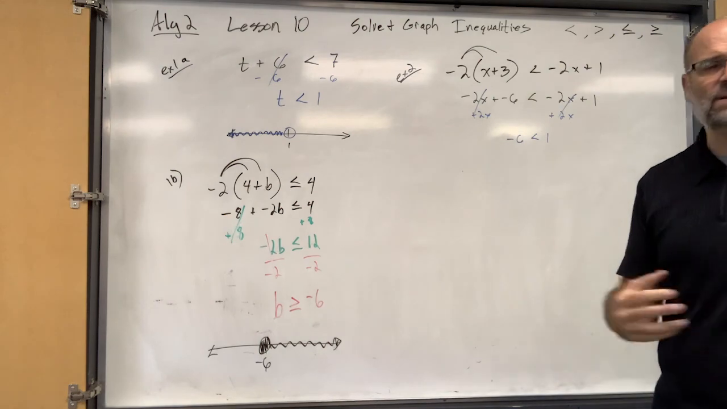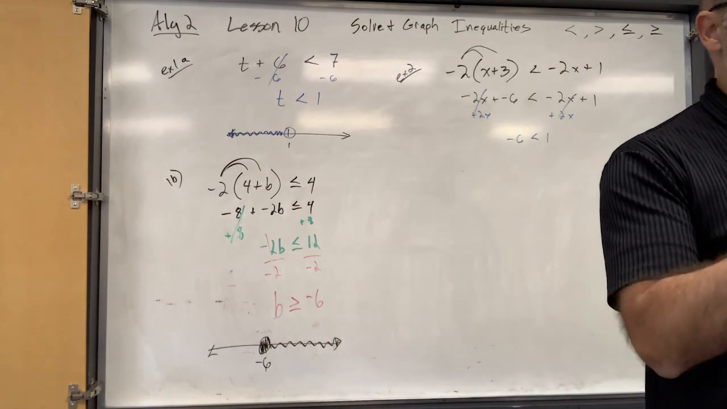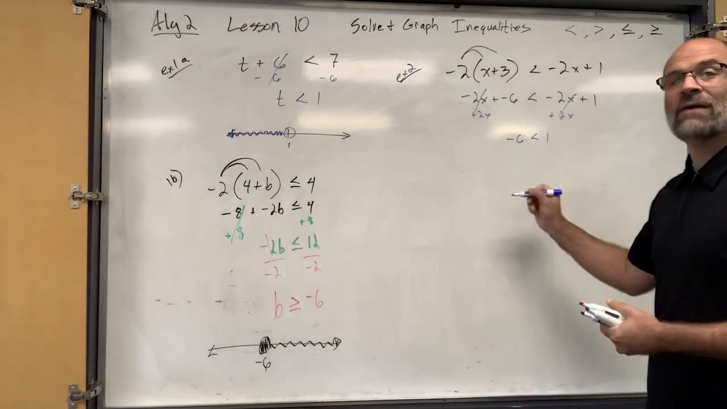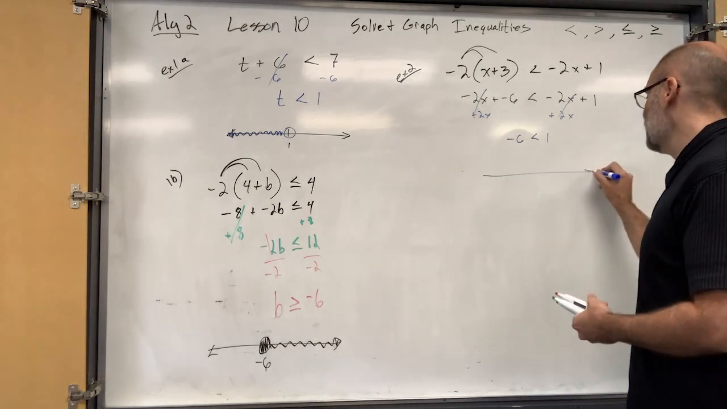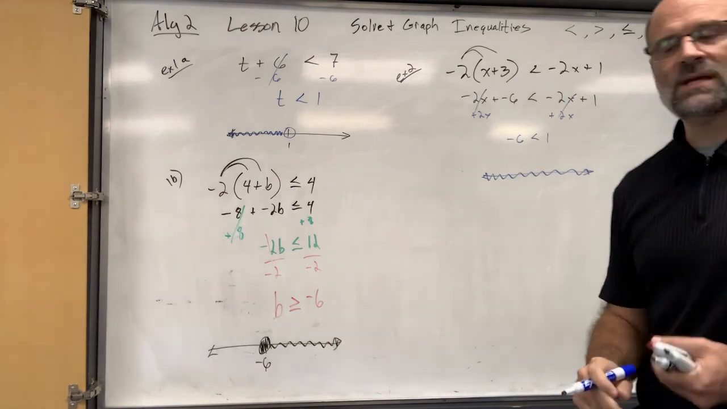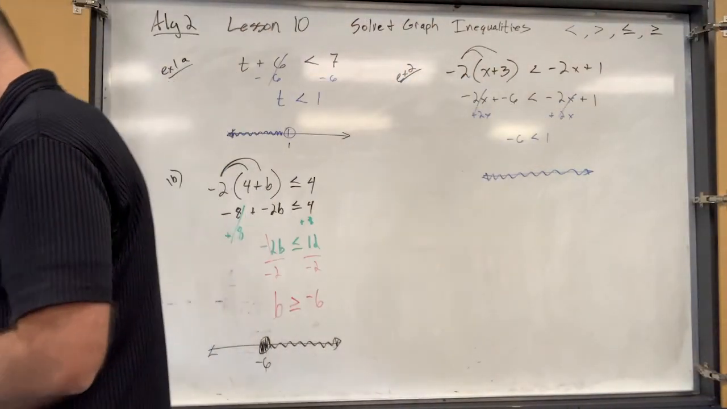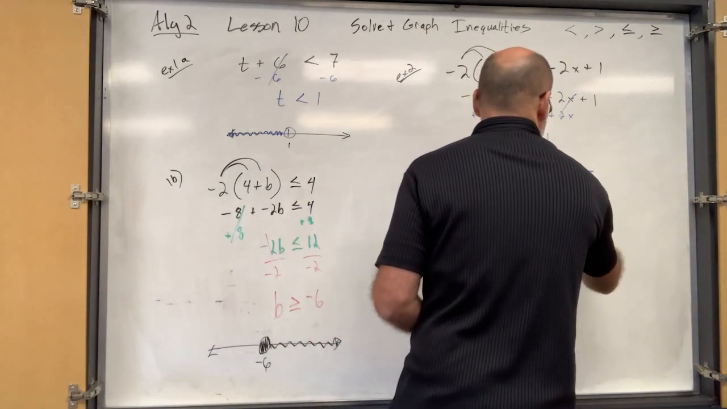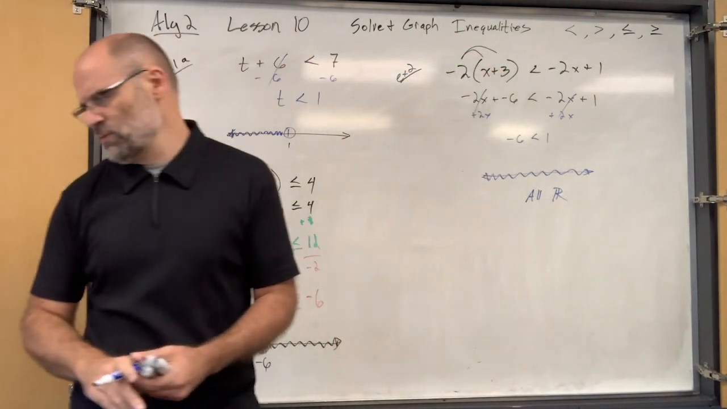That means every single number that you choose for x is going to be true. So there's a graph to this. Here's what the graph looks like. You just shade the whole thing. Or you can just say all real numbers. Remember, that's the symbol for real numbers.